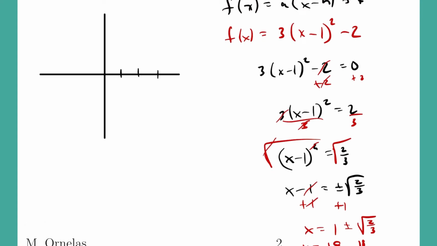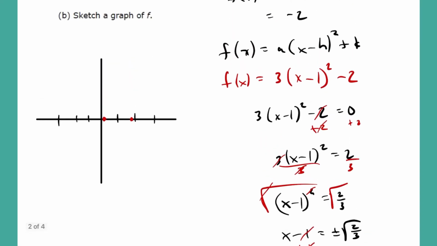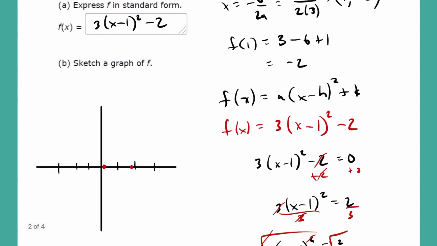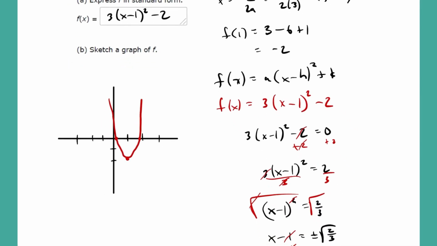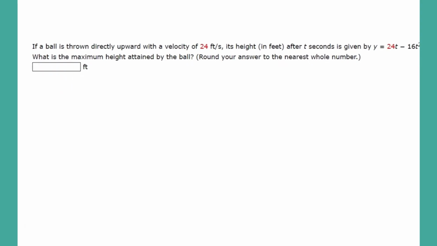All right, so here is the graph. So the two intercepts are 1.8, which is about right here, approximately. And the other one's 0.18, which is approximately right there somewhere. And then the vertex is 1, negative 2, which would be here. And there's our parabola. All right, moving on to the next problem.